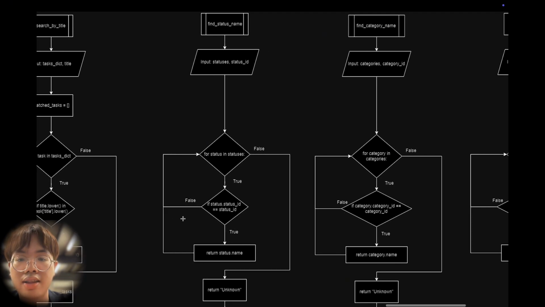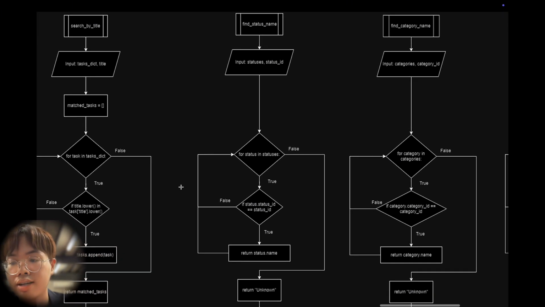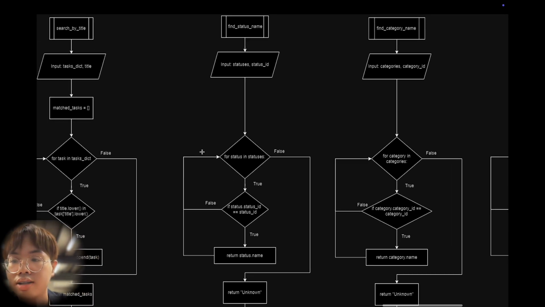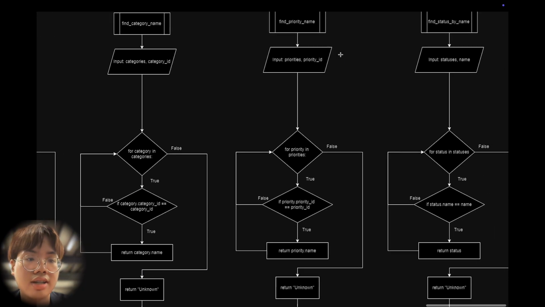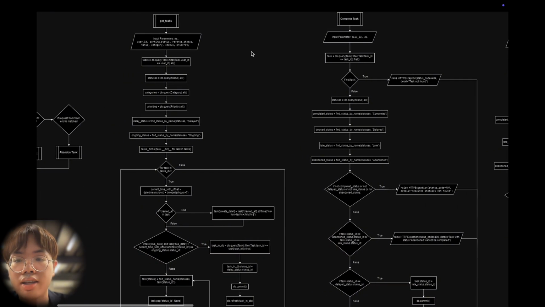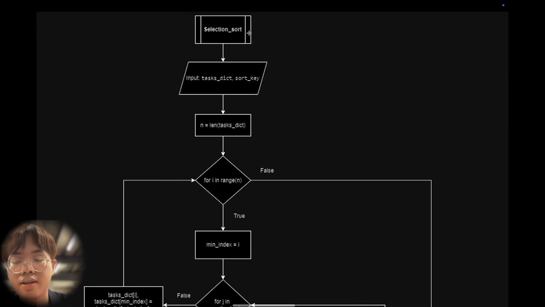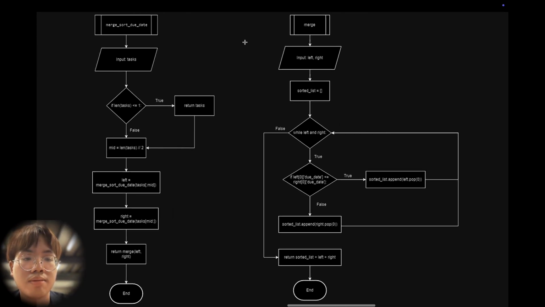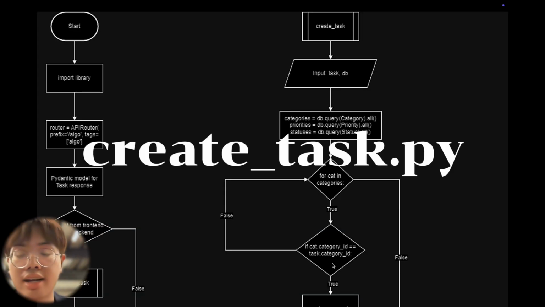Also, the same as other searching or filter functions, only the option changes, like changing from title to status, category, and priority. Also in this file we have the selection sort function, merge sort function, and merge function too. So next is the create task Python file.